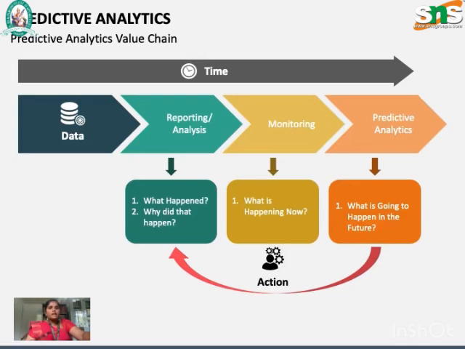So what techniques may be applicable? The first is classification, then clustering, and the association rules. These three techniques are applied in prediction models.